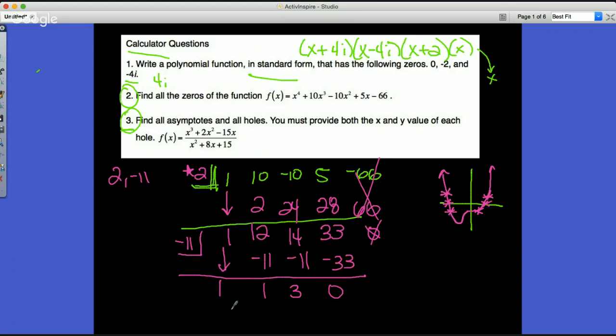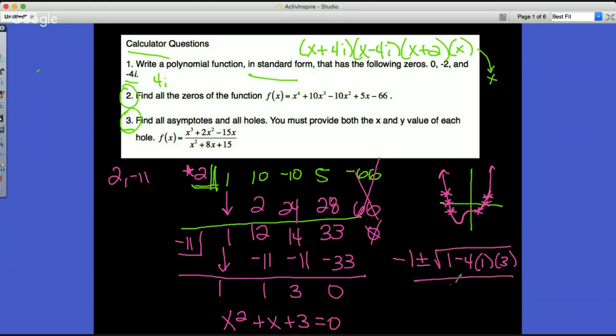You'll be fine. Now, once I get this, I take the signs with it to get x squared plus x plus 3. I try to factor, but notice I can't. So to find the next two, I do negative b, which is negative 1, plus or minus the square root of b squared minus 4, where a is 1 and c is 3, and then it's all over 2 times a, or 2 times 1. Now we know this is negative 12, so 1 minus 12 is negative 11. So we get negative 1 plus or minus the square root of negative 11 all over 2.